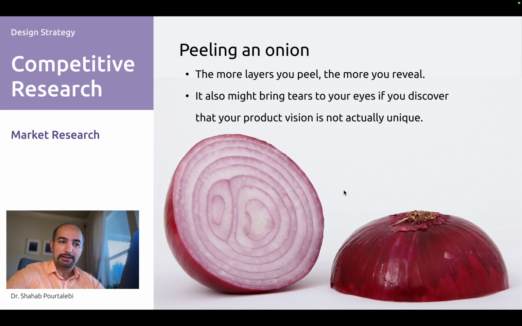Peeling an onion. This is an example in the UX strategy book. I'll put the link later so you could take a look. But this book talks about this idea that market research or competitive research is something like peeling an onion. The more layers you peel, the more you reveal, obviously. But it also might bring tears to your eyes if you discover that product vision is not actually unique.